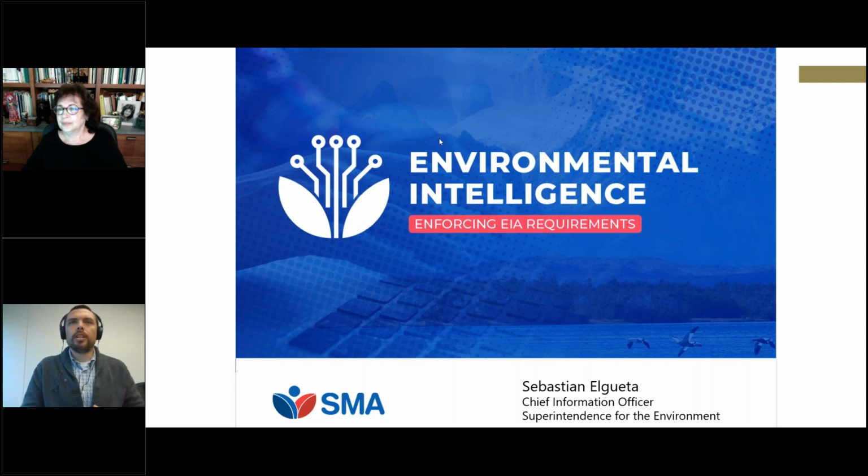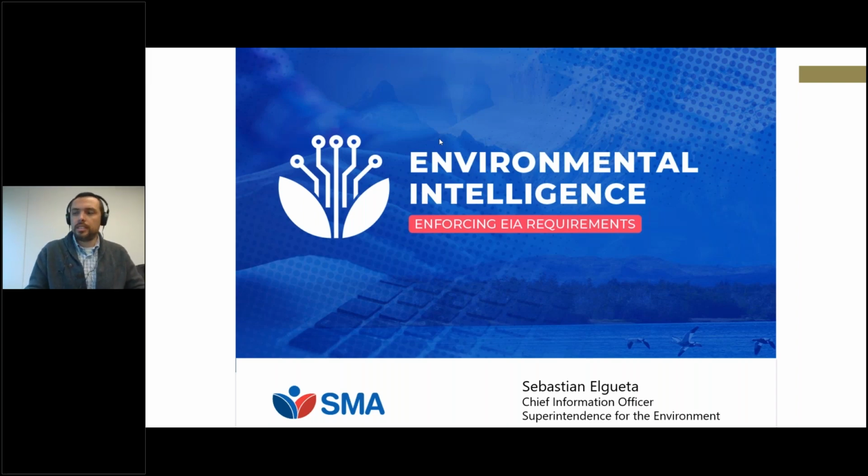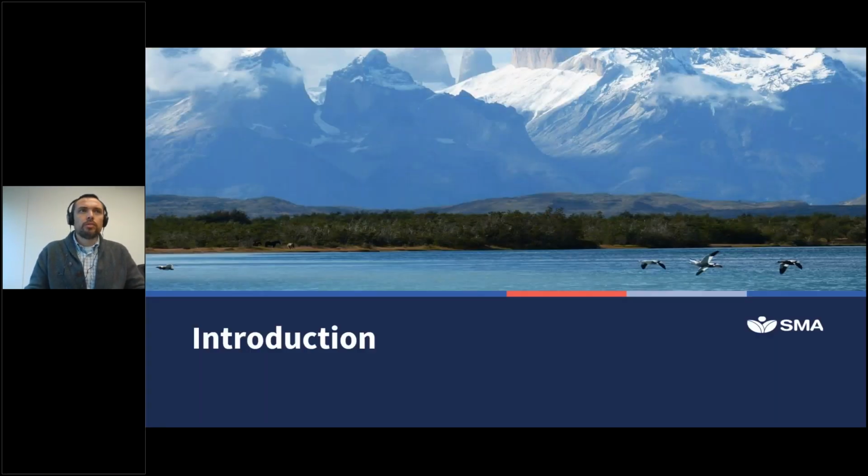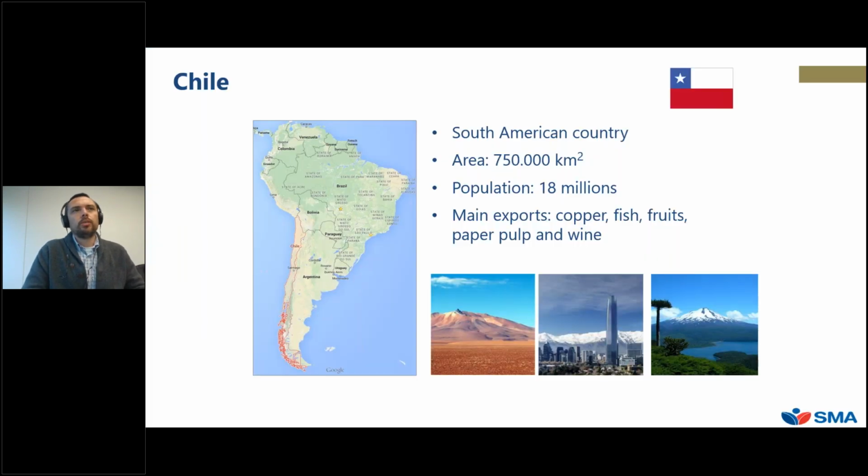Well, it's okay. I'm going to present you our experience about enforcing EIA requirements in Chile. First of all, a brief introduction. Chile is a South American country. We have different landscapes and ecosystems that we want to protect, including deserts, the Andes Range, and rainforest. Our main exports are copper, fish, fruits, paper pulp, and wine, so you can have an idea about the pressures and the impact that we have to deal with.